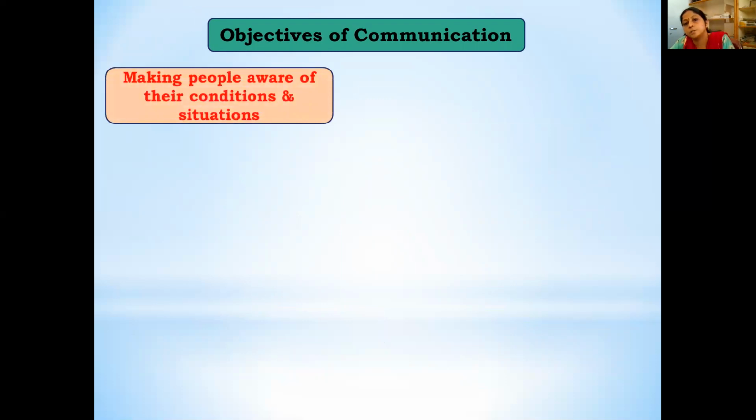The first important objective of communication is making people aware of their condition and situation. That means when you are coming to a new area or a new place, you are going to inquire about that place just to have an awareness of what is existing in that area, what the conditions and situations are. So we are communicating mainly to know about the situation or to have first-hand information about a new place or a new area.